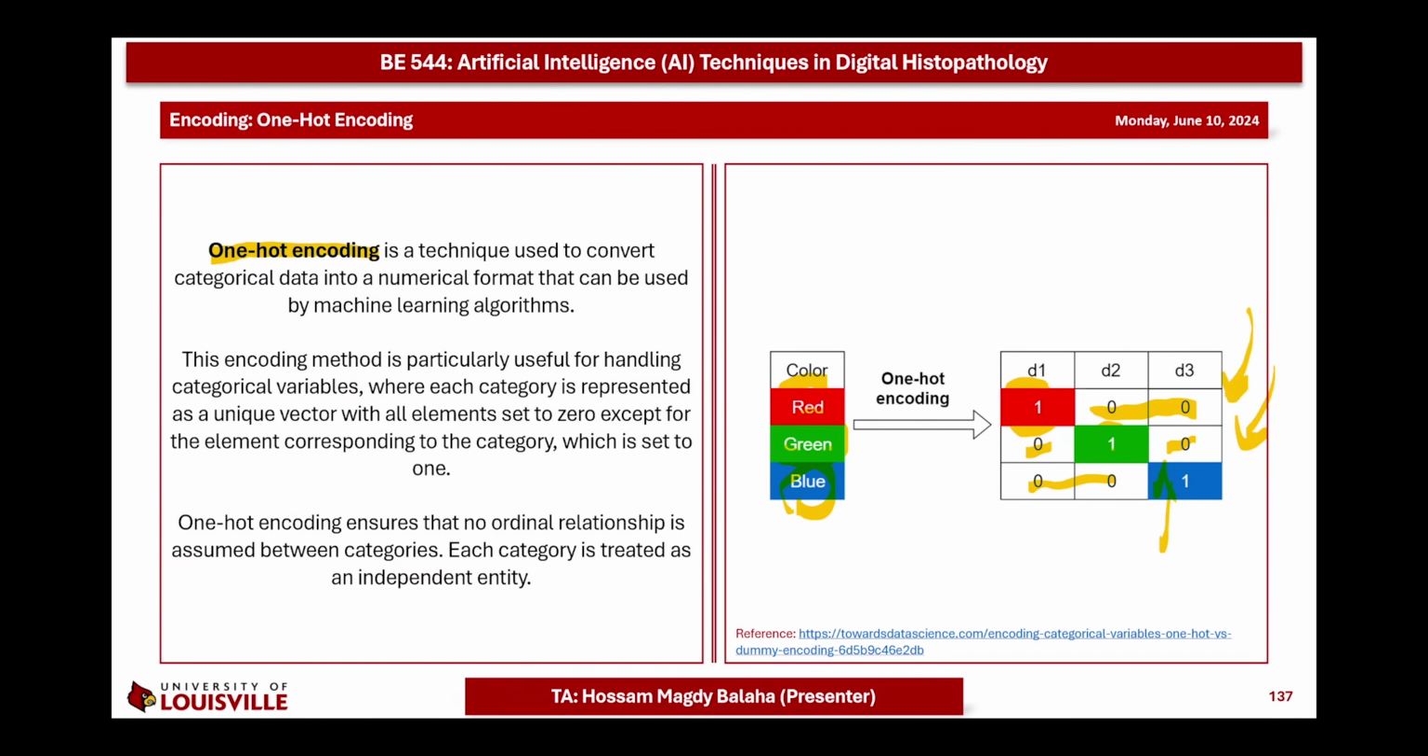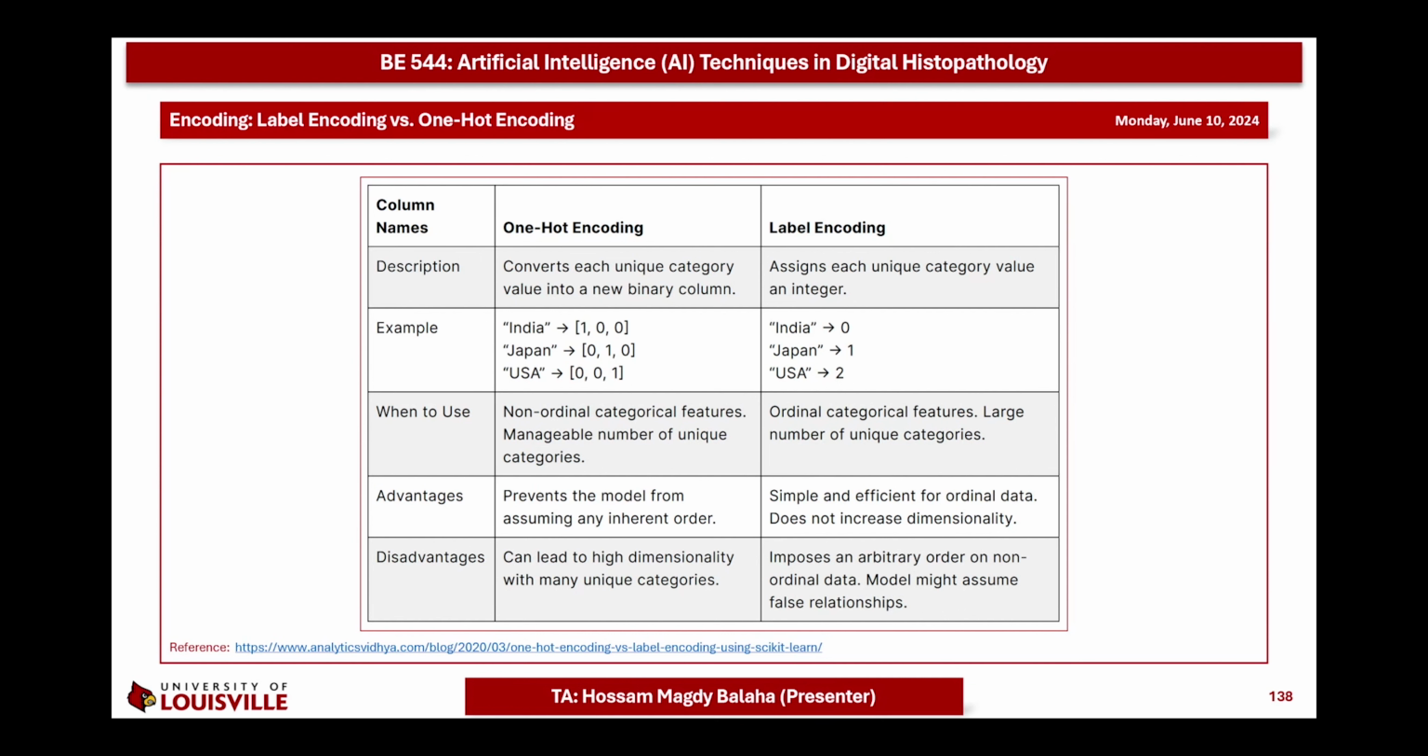So whether you use label encoding or one-hot encoding, both of them will work. With one-hot encoding, you need to define the loss function as categorical cross-entropy, while with label encoding, you need to define it as sparse categorical cross-entropy. This is a comparison between both of them.